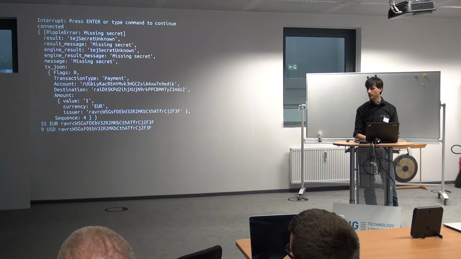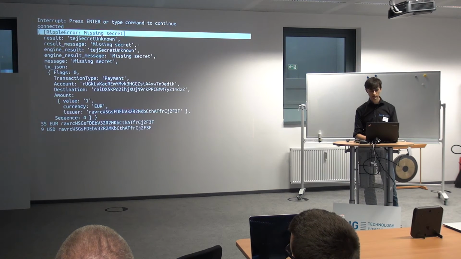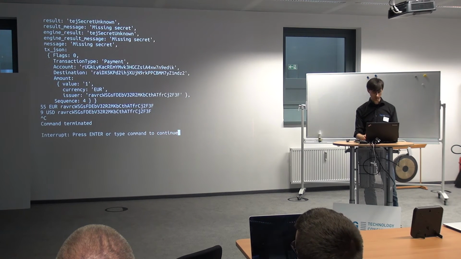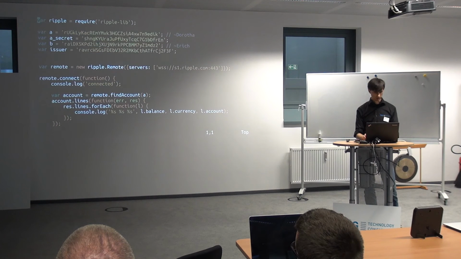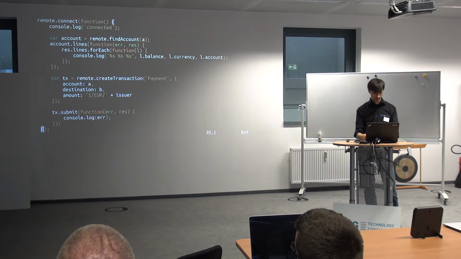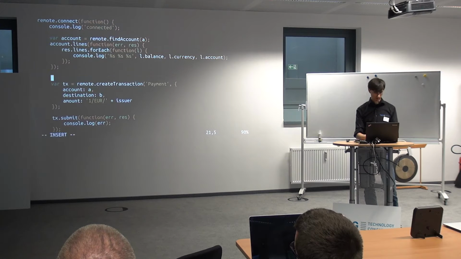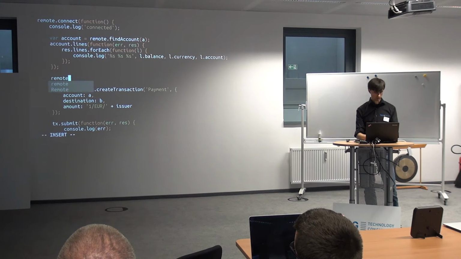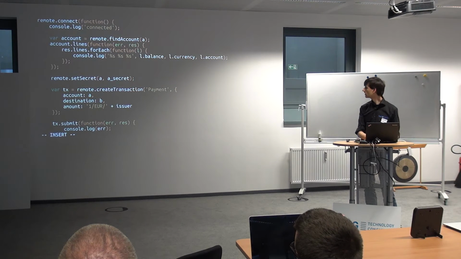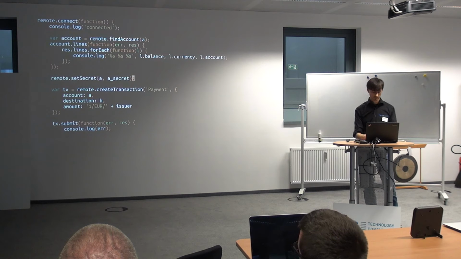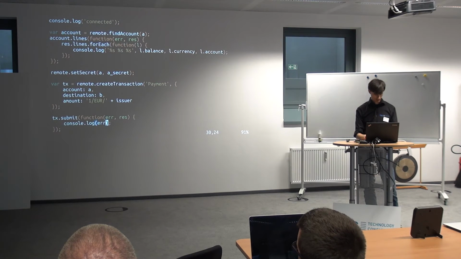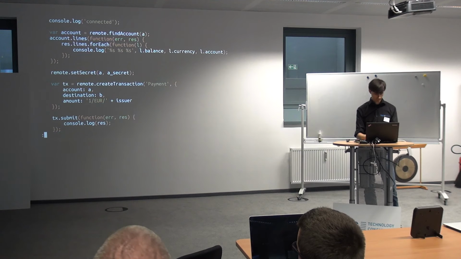So, of course, we can't just send anybody's money in this public database. What Ripple is telling us here is we're missing the secret. So we need to provide the system with a private key, of course. That's what I conveniently provided up here, right? So we can just tell the remote about the secret, and we say we should use the secret for the account, and now it should actually work.